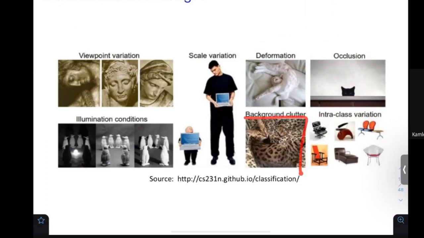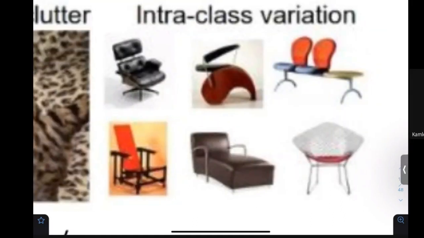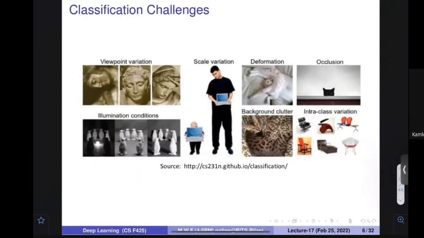Here, if I give you this image, finding out where the cat is has become difficult. Looks like the cat is here. I may also be wrong because a similar kind of background is there. Intra-class variation is also a big problem. If I want to find out whether there is a chair or not, chairs may not be of the same type. Different kinds of chairs can look totally different, but they are actually chairs. But what can we do?